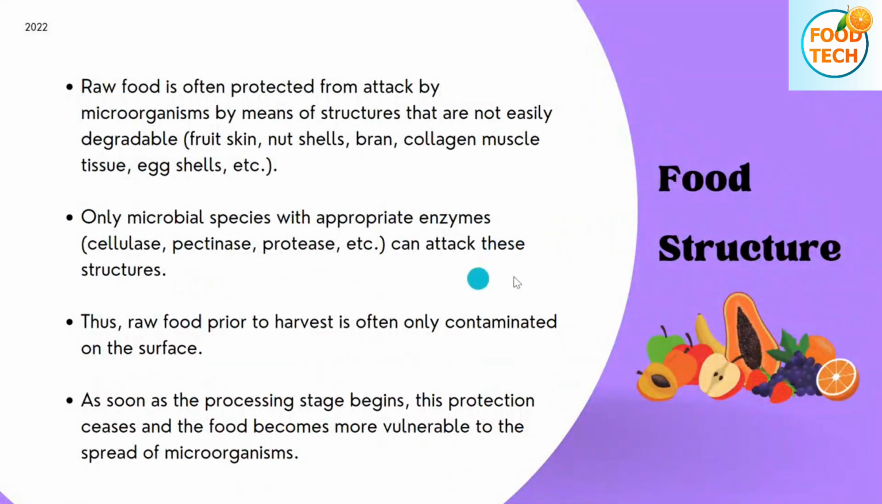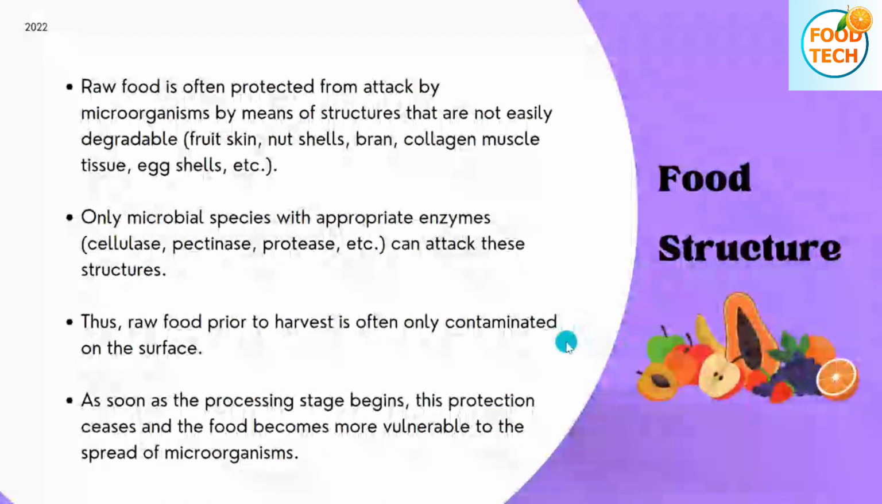Also, raw food prior to harvest is contaminated only on the surface. As I said, before harvest the microbes might be present on the surface only. That is for an obvious reason: fruits and vegetables are grown either in the soil or exposed to the natural environment, right? They grow in the open fields. So it's very easy for the microbes to grow on the surface.